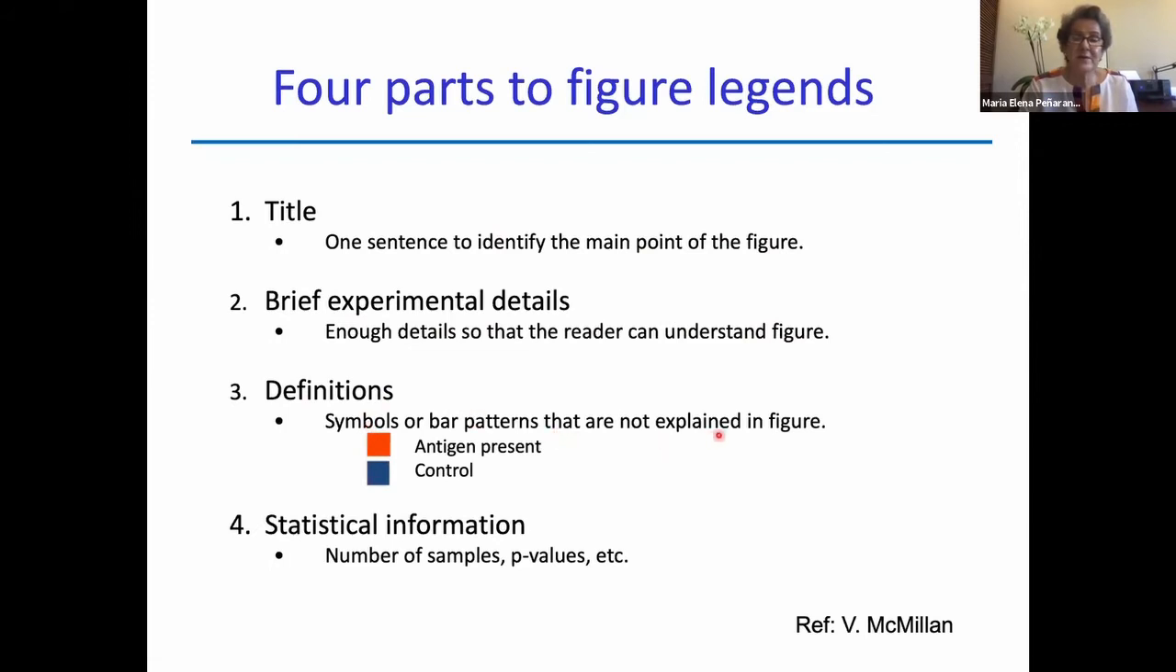definition. This is a simple figure: antigen present, control, and then you show the difference in infection. And statistical numbers and p-values are usually welcome to be added when you have big databases that you're presenting. You show your numbers right there in the figure legend.